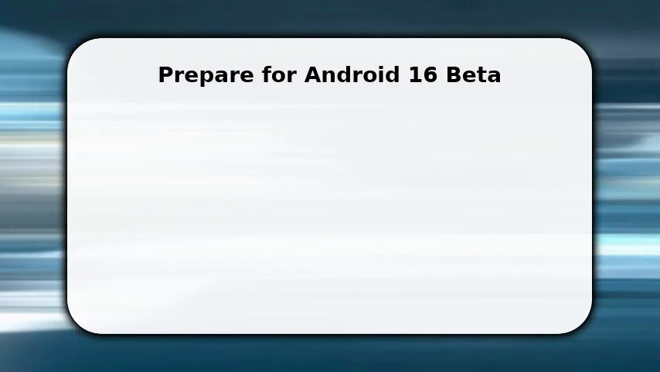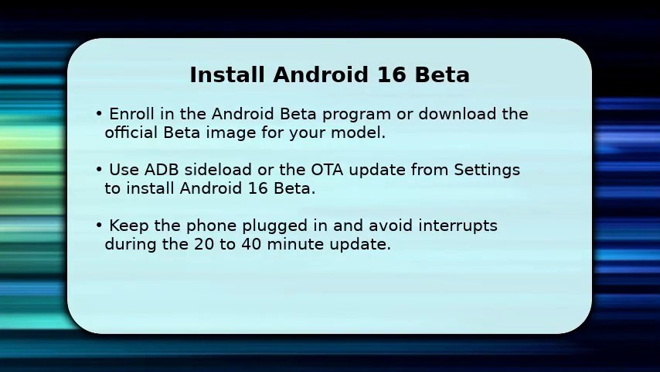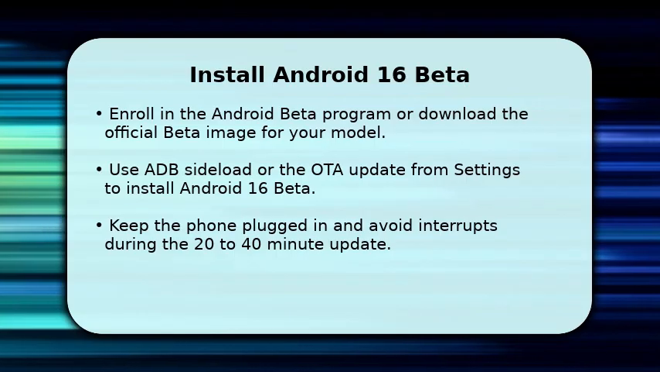Enable developer options and confirm you can unlock the bootloader if required. Note the current Android build and save any important passwords externally for ease of recovery. Enroll in the Android Beta program or download the official beta image for your model. If using a manual image, transfer it to your computer and connect the device with a USB cable.